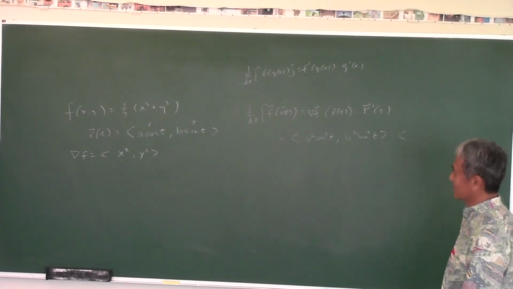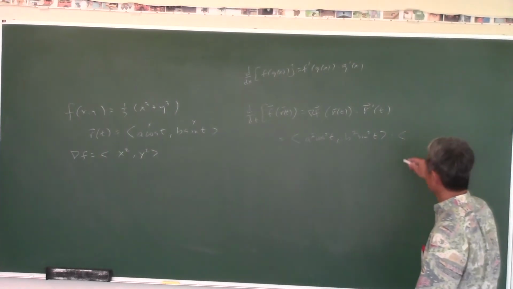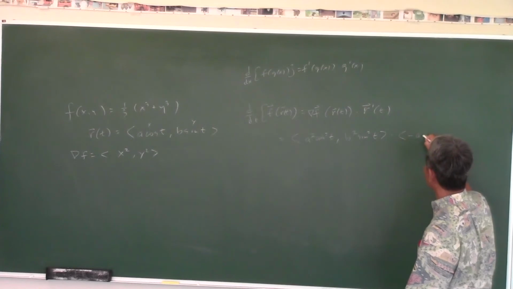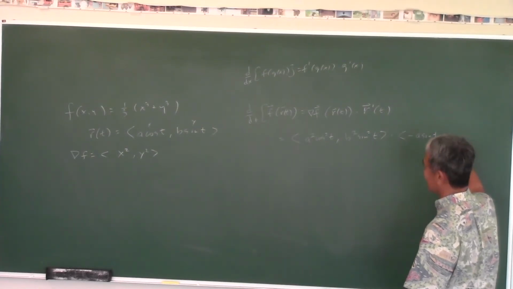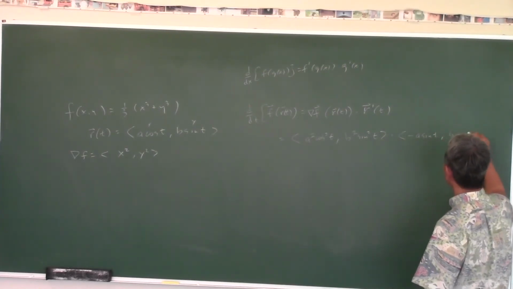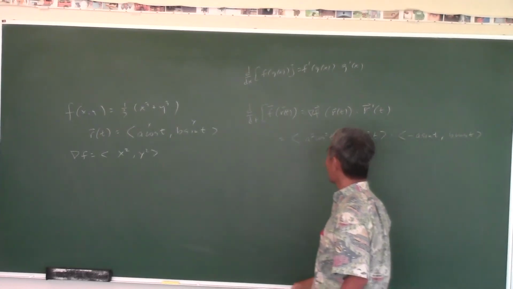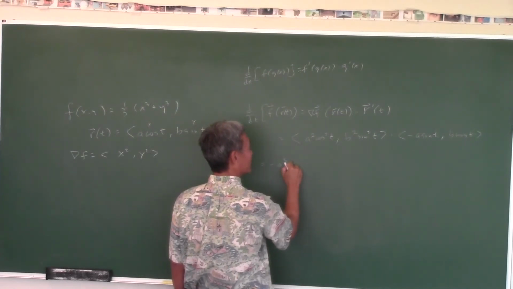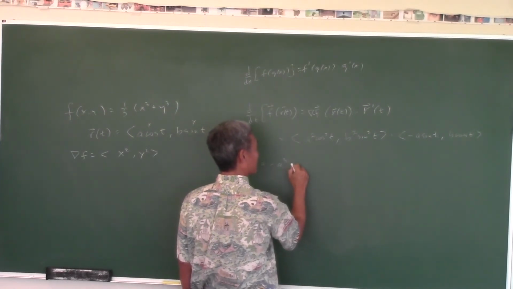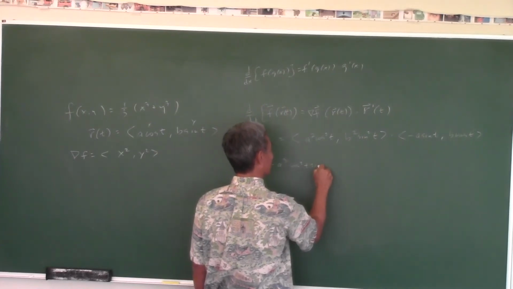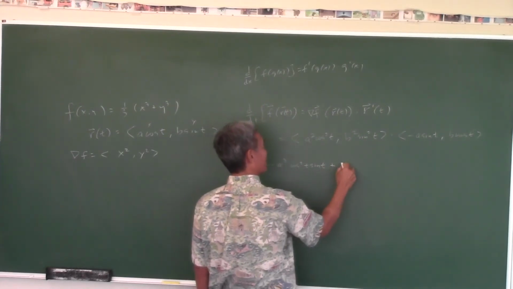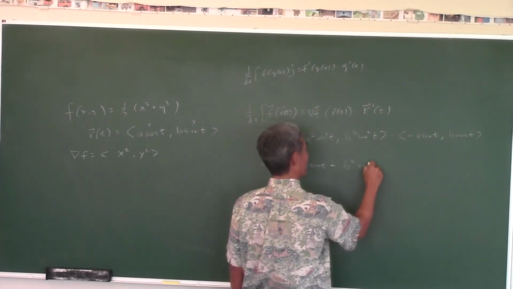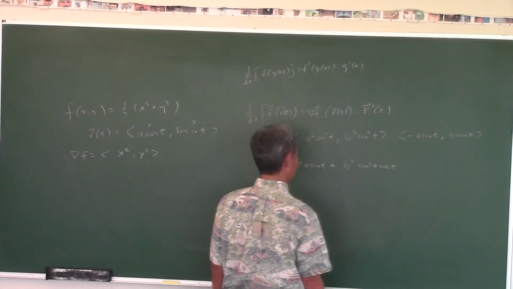What is the velocity vector? Yes, velocity vector. Negative a sine t, b cosine t. Okay. Now we dot product them and we get negative a cubed sine t cosine squared t plus b cubed sine squared t cosine t.